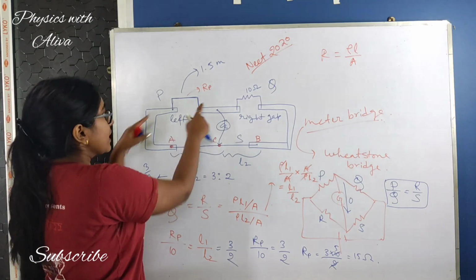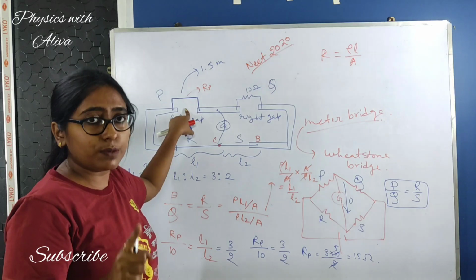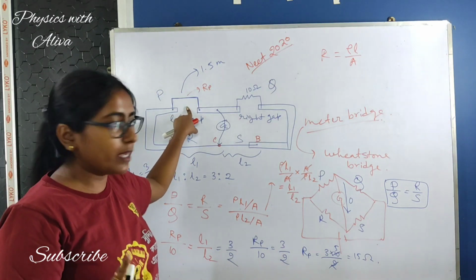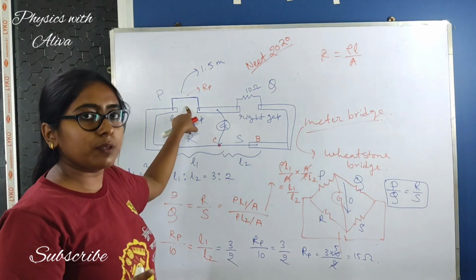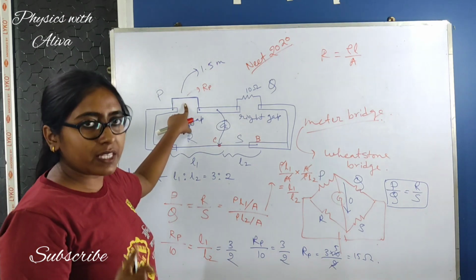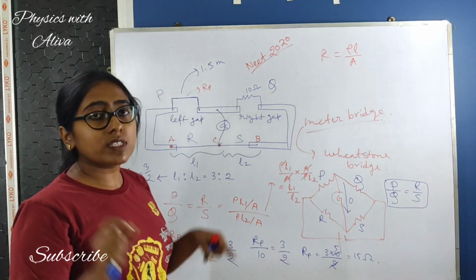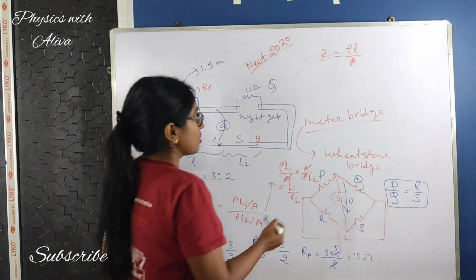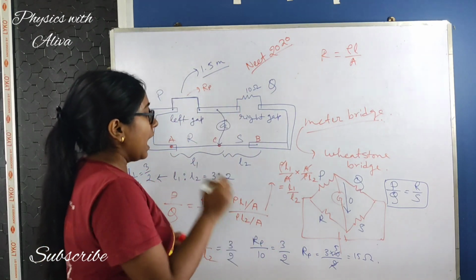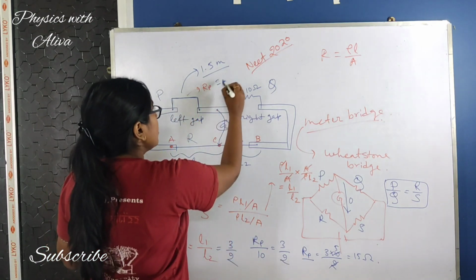RP means the resistance of this resistance wire, which is placed in the left gap of the meter bridge. So we have calculated the value of the resistance of that resistance wire which is placed in the left gap of the meter bridge. We already know the length of the resistance wire which is placed in the left gap of the meter bridge. The length was 1.5 meter. What was our question? In the question it was mentioned that the length of this resistance wire is 1.5 meter and we have calculated the resistance of this resistance wire is 15 ohm.